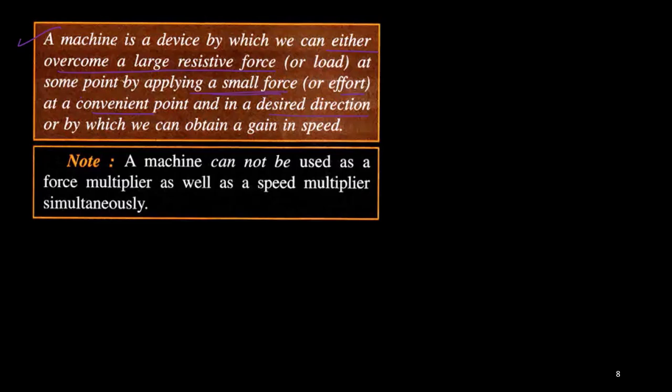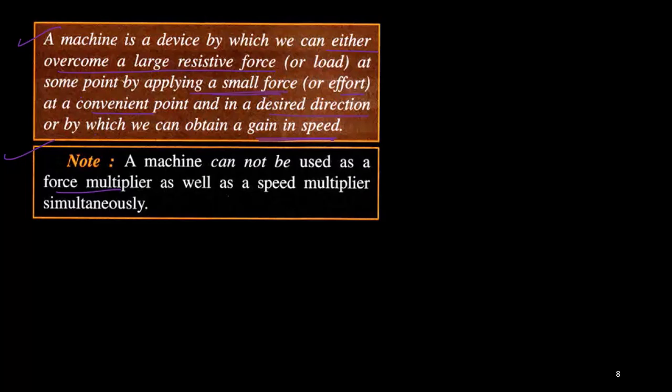So both of these two have to be satisfied. I have to apply the force at a particular convenient point, not any other point. And also I want to get the proper direction, by which we can obtain a gain in speed. So a machine cannot be used as a force multiplier as well as a speed multiplier.